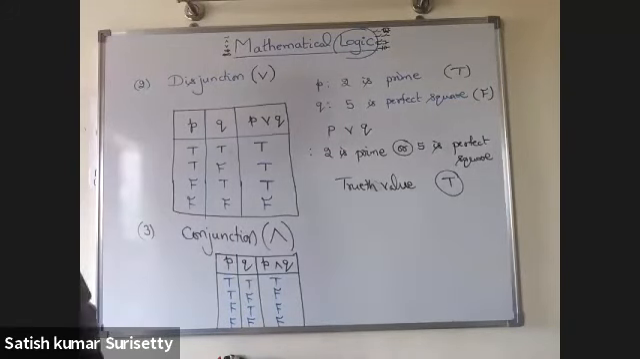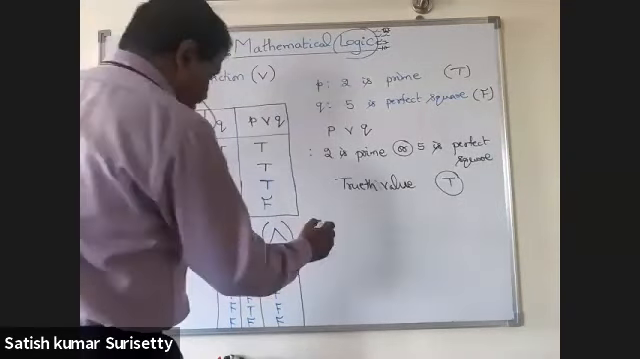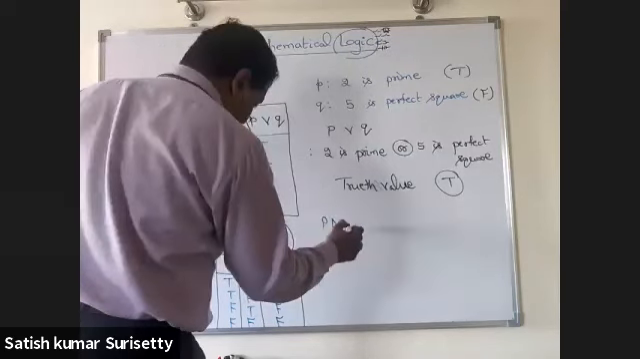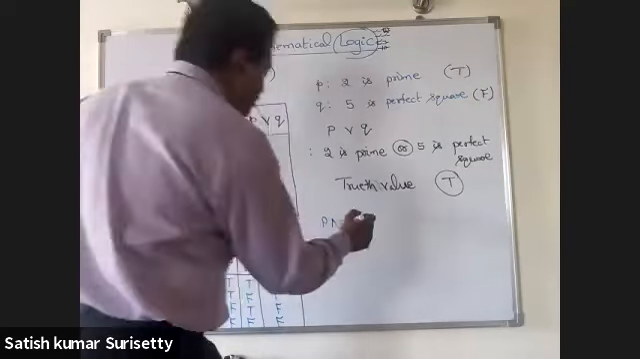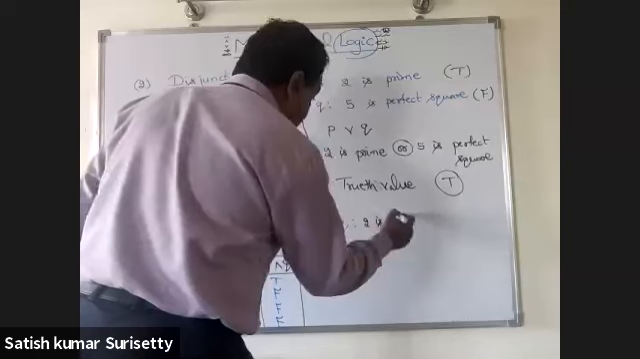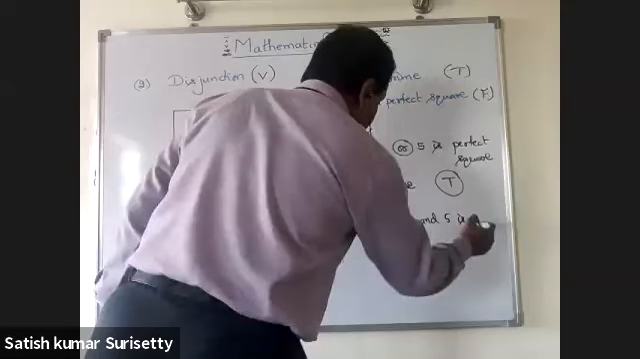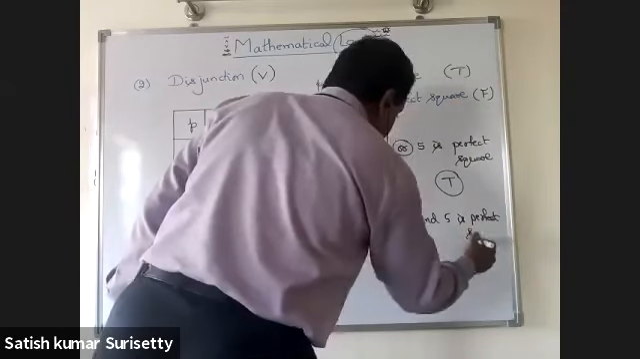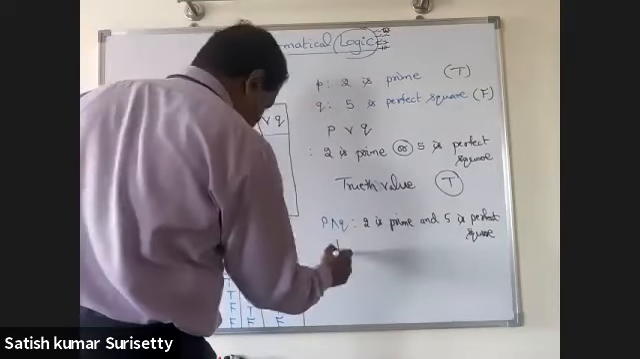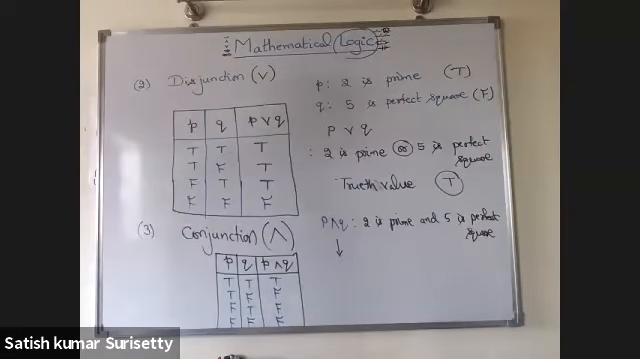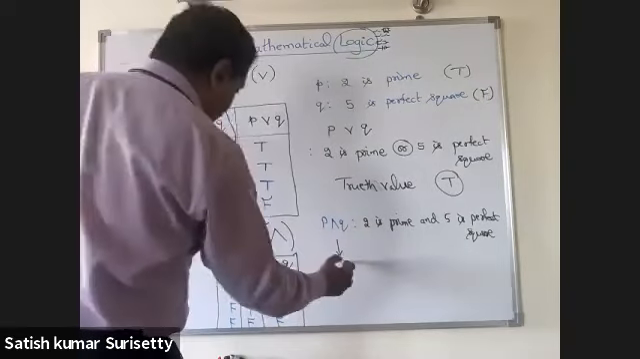So remember that conjunction is true only when both statements are true. Now, for the same example above, write the conjunction in the verbal form: 2 is prime and 5 is perfect square. Now, what about the truth value? False. Why? Because one is true and the other is false. So the truth value will be false.